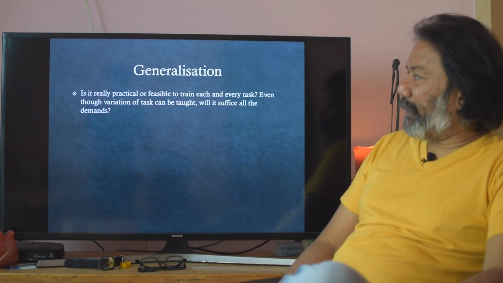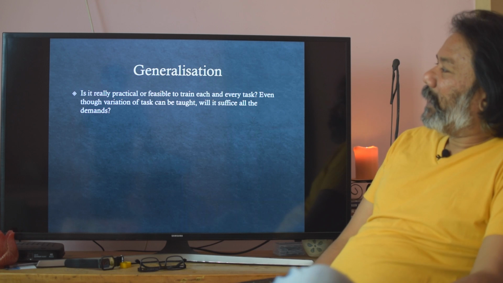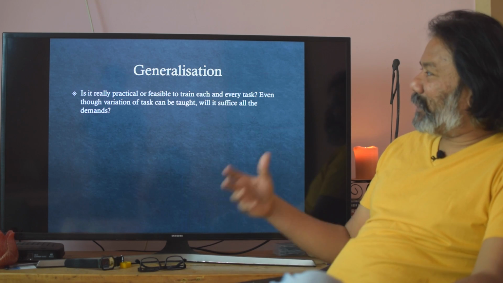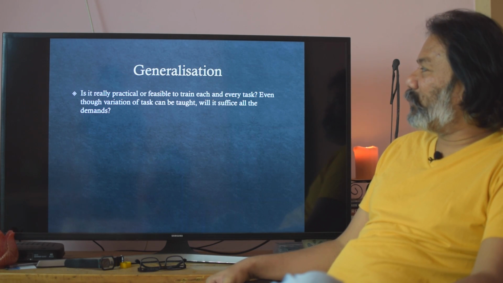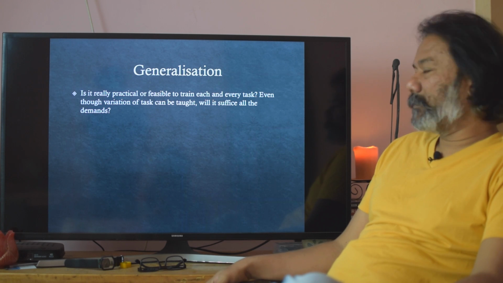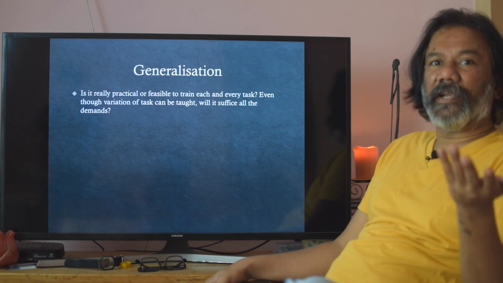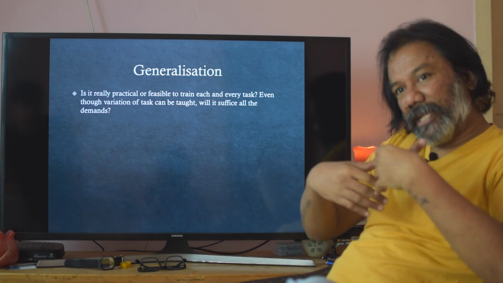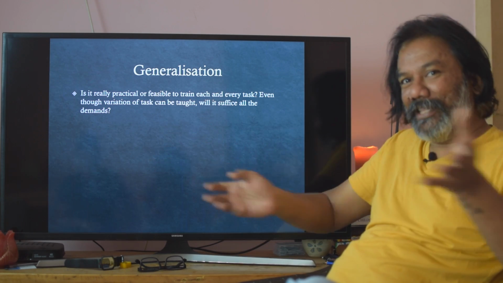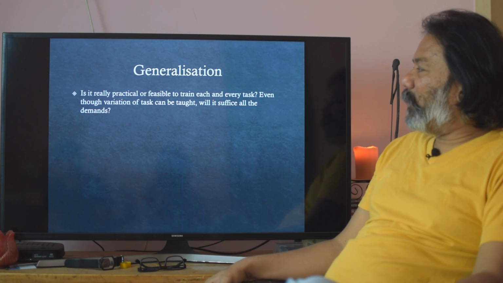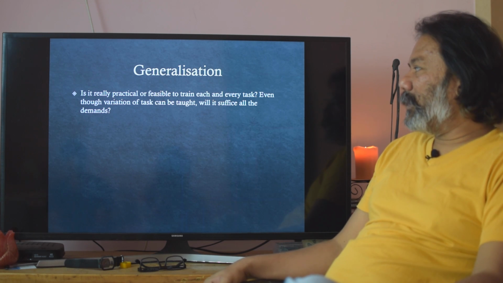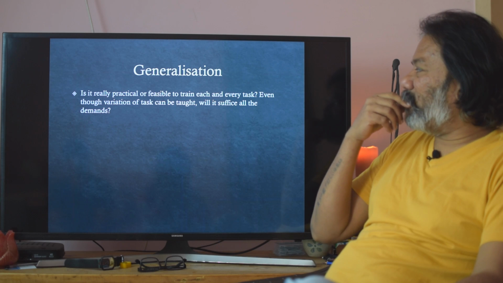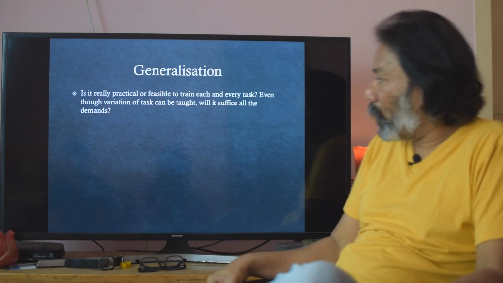Okay, this is a very interesting question. They have asked, is it really practical or feasible to train each and every task? We know that there are an infinite number of tasks, I suppose, and when we are saying that it is a task-oriented approach, can we teach all the tasks? Even though variations of tasks can be taught, will it be sufficient? Will it suffice for all the demands?